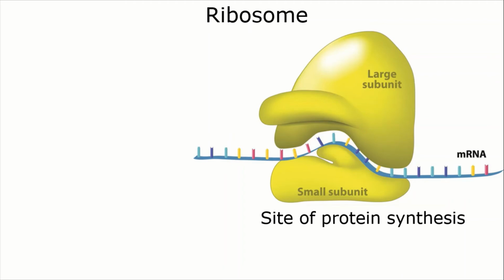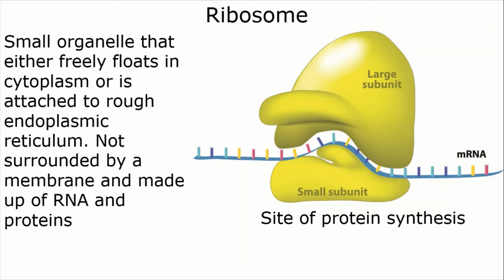And the ribosome is the site of protein synthesis within a cell. They are a small organelle, and they either freely float in the cytoplasm or they're attached to rough endoplasmic reticulum. They're not surrounded by a membrane, and they're made up of RNA and proteins. And again, we will have a look at ribosomes in much more detail, but they also contain a large subunit and a small subunit.